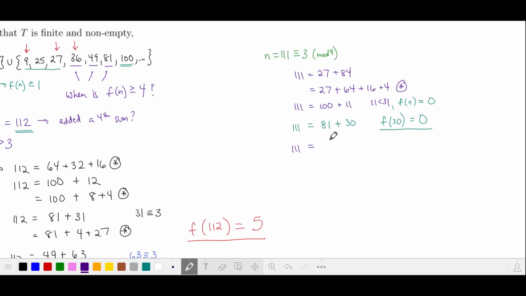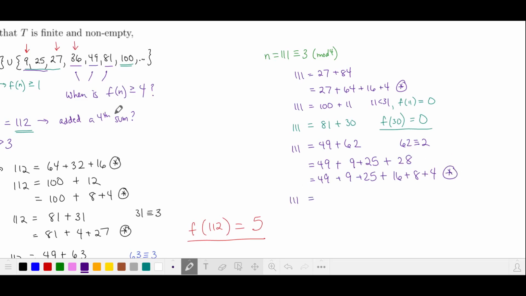Let's write 111 as the sum of our next number in our set, 49. That leaves 62. 62 is equivalent to 2 in mod 4. Again, for those numbers, we pull out our 2 numbers that have 1 mod 4 residual. That's 9 and 25, which leaves behind 28, our multiple of 4, which we can get by adding up 16, 8, and 4. This is our next valid sum.